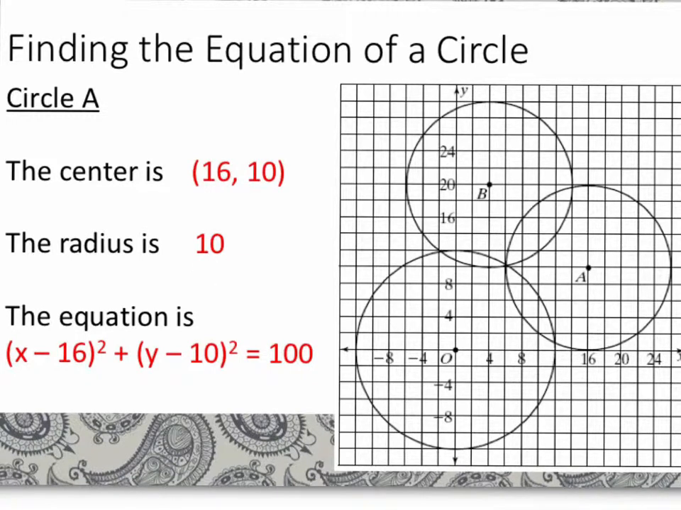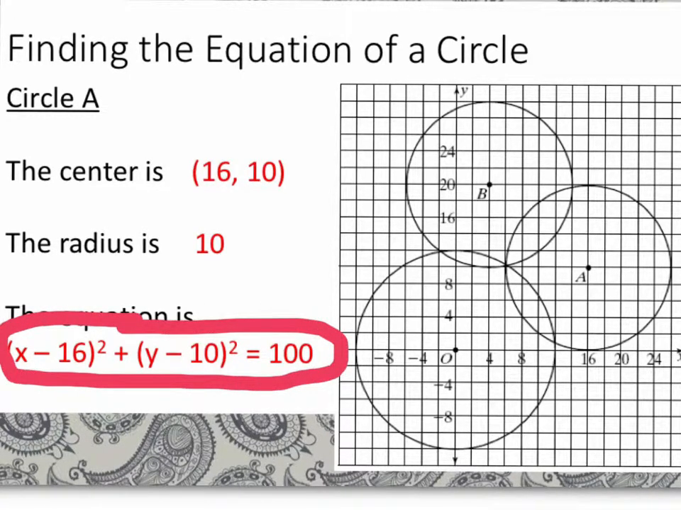Then we'll plug all that into the equation of a circle. So here's h for 16, k for 10, and then the radius is 10. We do r squared here, the radius squared, so we get 100. And this is the equation of our circle. Now you should bring any questions that you have to class. Let's go and look at another example. Let's see if you can try it on your own. We're going to look at circle B now.